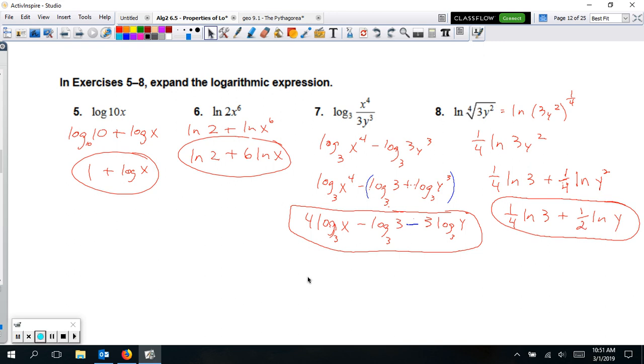Alright, so next part is going to now do the opposite. We're going to be going from this back to a single logarithm, called condensing.